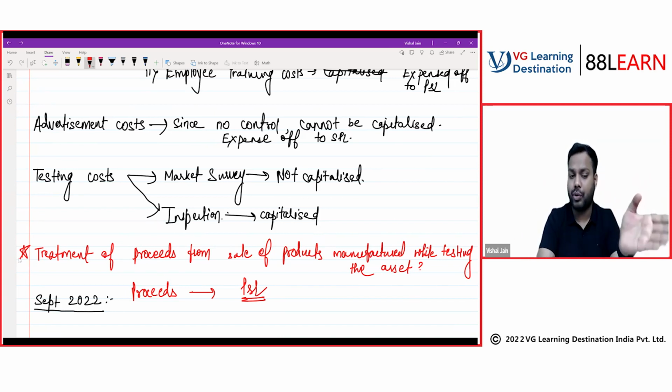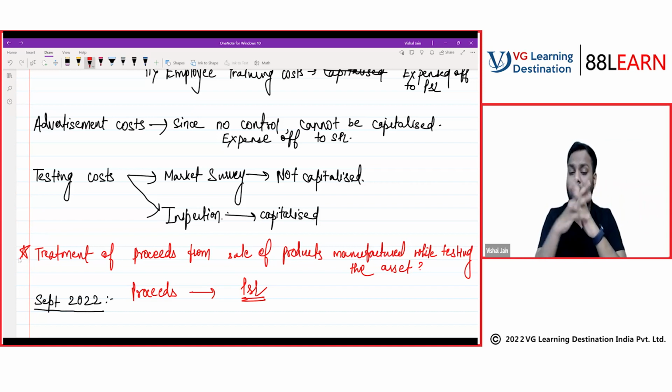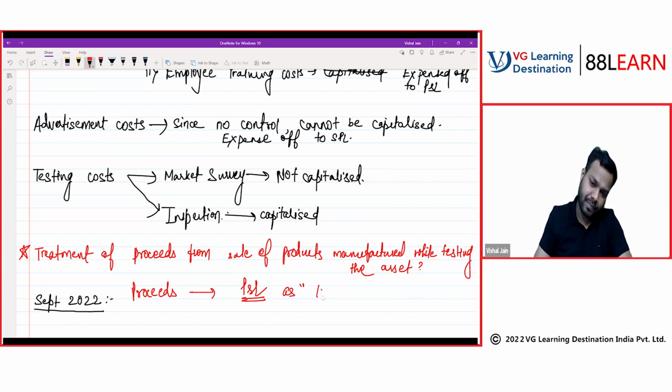Prior to September 2022, that is till June 2022, we used to adjust it with the cost of the asset. But you don't need to remember that now. Forget that. Just remember this one, that the proceeds will be transferred to P&L as income. I hope it is clear to everyone so far.